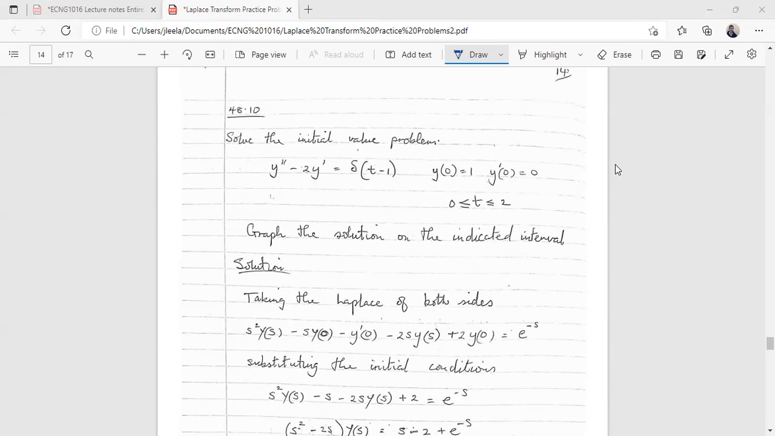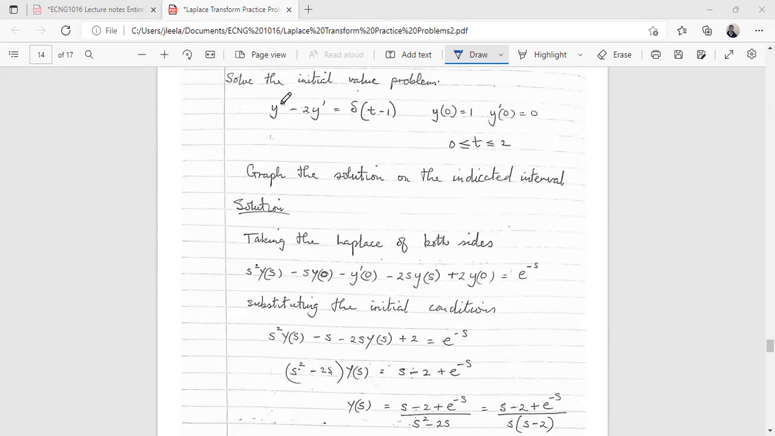Your y double prime, you have to write it out, s squared, the Laplace of that. So we're taking the Laplace on both sides. You know the Laplace of the Dirac delta t minus 1 will be e to the minus s. The Laplace of y double prime is s squared Ys minus s y naught minus y prime naught.